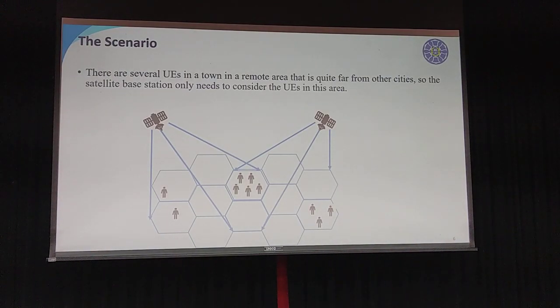In our scenario, we consider several user equipment located in a remote town. Since this area is far from other cities, the satellite system mainly focuses on serving users within this local region. Due to overlapping satellite coverage, each user may observe multiple visible satellites at the same time. The system therefore needs to dynamically determine which satellite should serve each user.